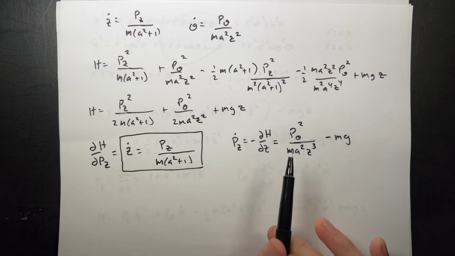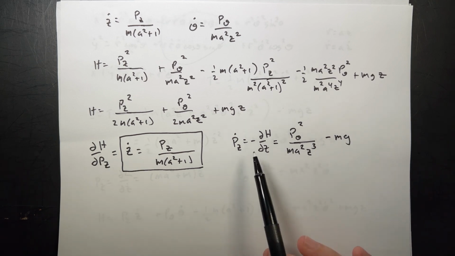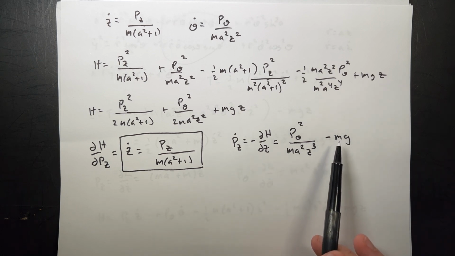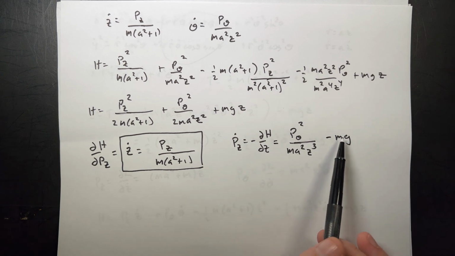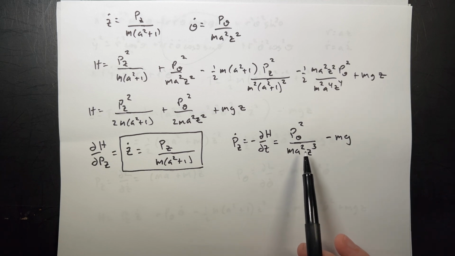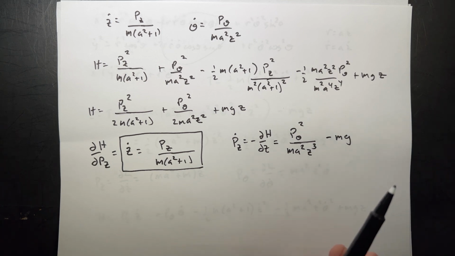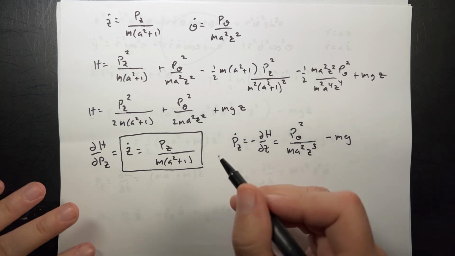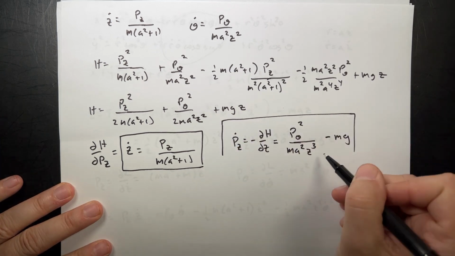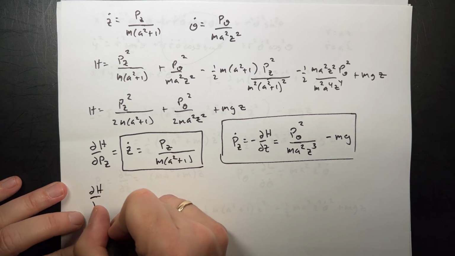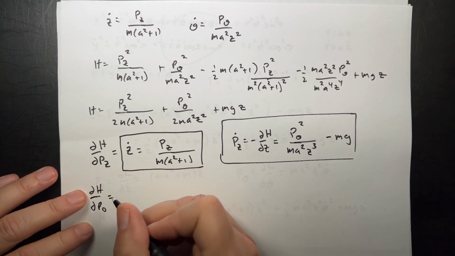And if you just want a little insight, this is the change in momentum in the z direction. This is the gravitational force, and this I think would be the component of the normal force, the centrifugal force really, in the z direction. I'm not 100% sure, but that's what that is. Okay, so that's good. Now let's do theta. The partial of H with respect to p theta is going to be equal to theta dot.